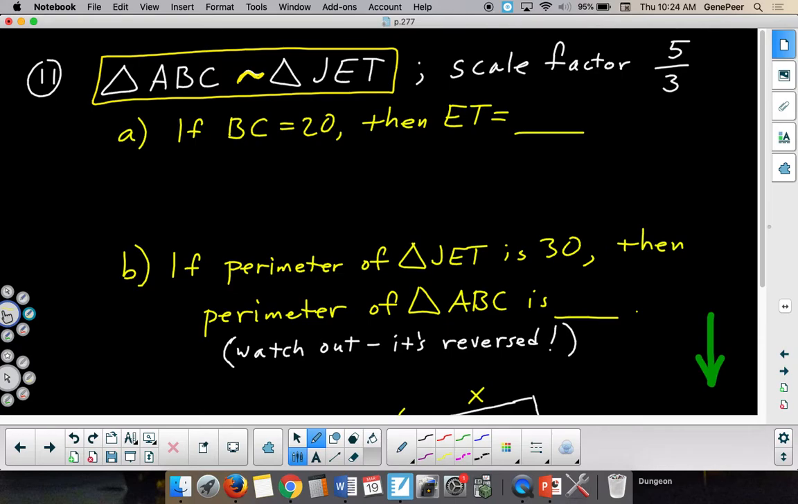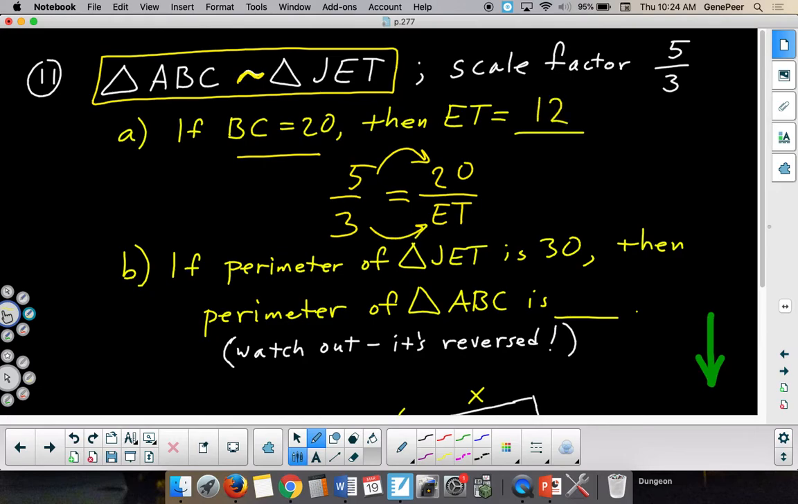Okay, that being the case, if BC is 20, then ET must be, here we go. So we know the scale factor is 5 to 3, and we have BC being 20. We don't know ET. Well, guess what? Fourth grade method. 5 times 4 is 20, so 3 times 4 is 12. ET has to be 12.